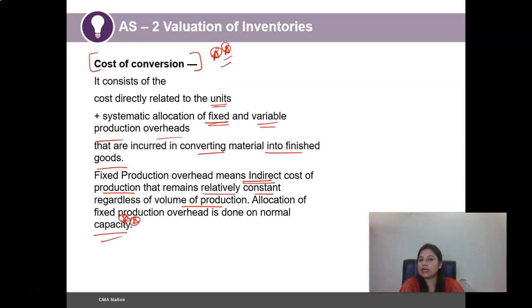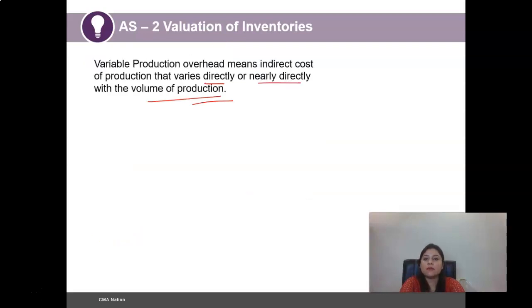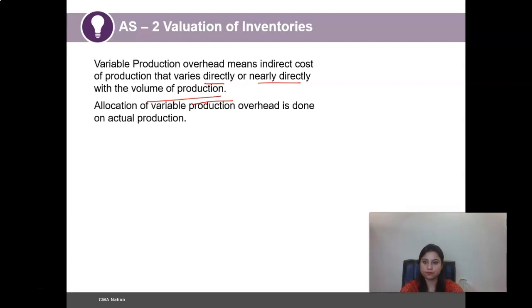Both of them would be categorized as indirect cost of production. However, fixed production overhead will remain relatively constant regardless of the volume of production, but variable production overhead will nearly or directly vary with the volume of production. Thus allocation of variable production overhead is done on the actual production, as there is a considerable change in these costs with the volume of production. There would be a change in the variable production overhead costs if the volume of production changes.